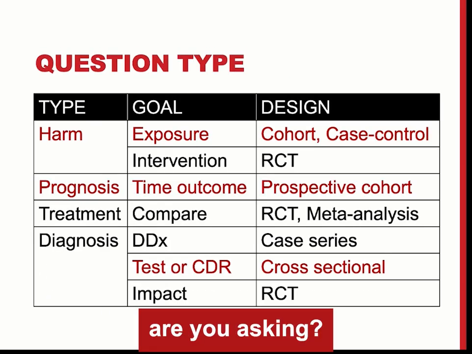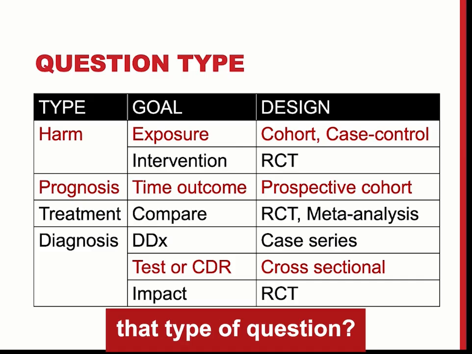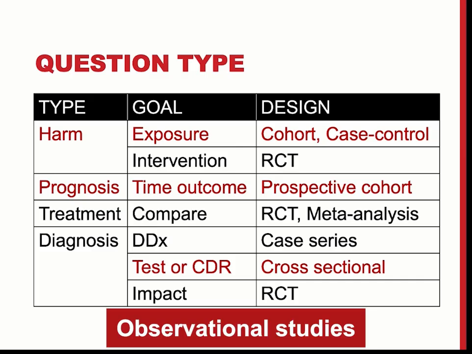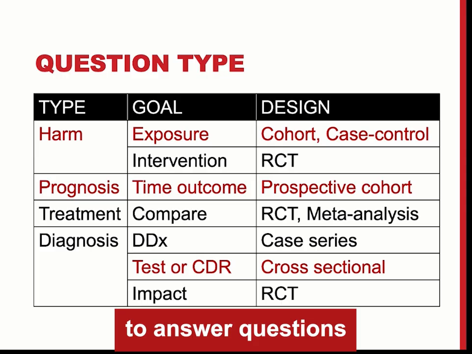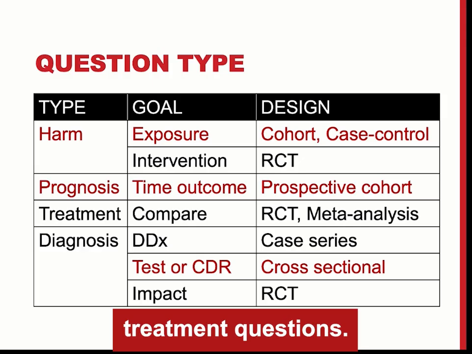What type of question are you asking? Is it a treatment, harm, diagnosis, or prognosis question? What is the best study design to answer that type of question? Observational studies are traditionally best to answer questions about harm and prognosis. However, observational studies are increasingly being used to answer treatment questions.